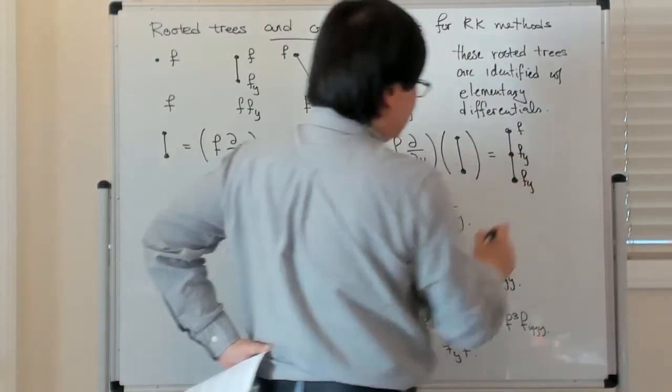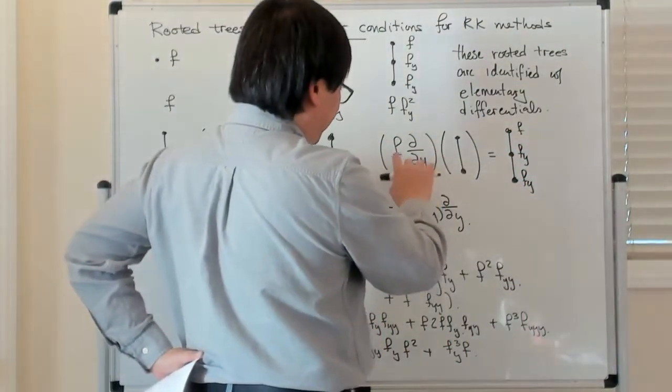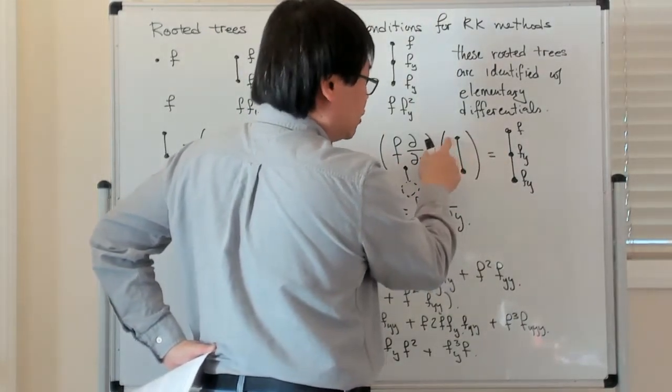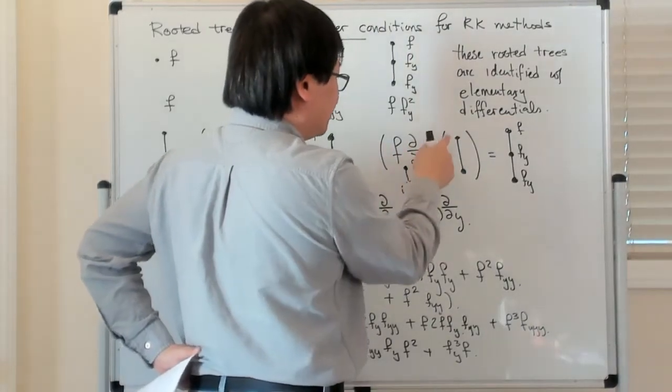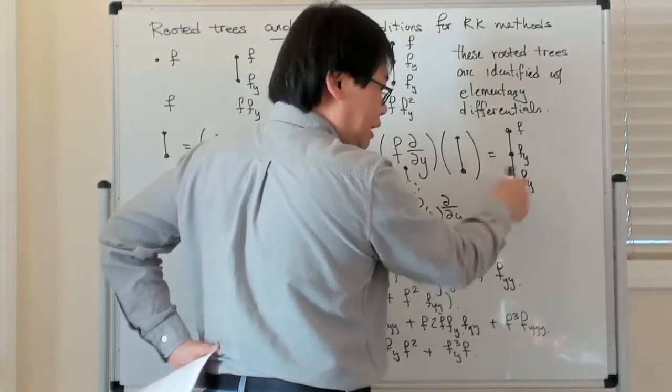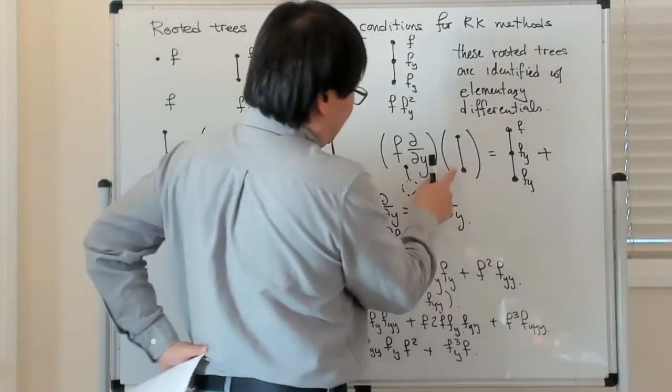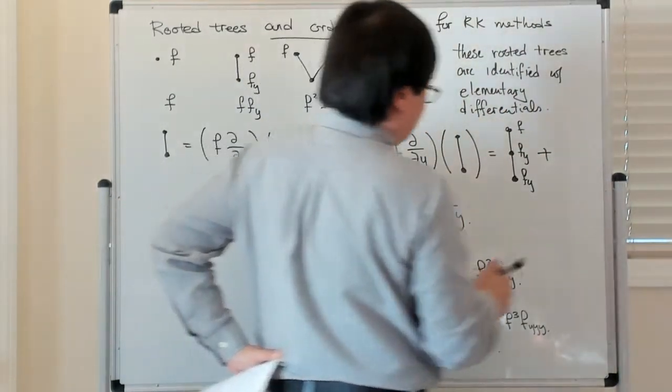So when I, again, dropped this branch to the top node corresponding to f, I'm applying the differential operator to the top piece and then leaving the bottom piece the way it is. Okay, and then the other possibility is I graft to the root of the tree.